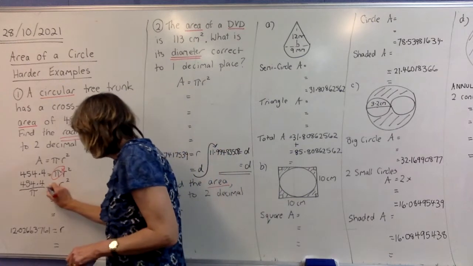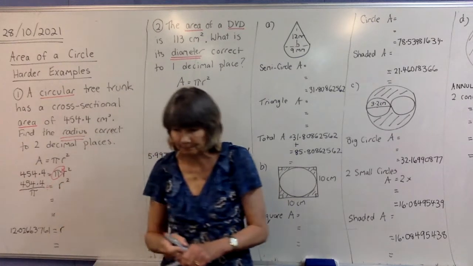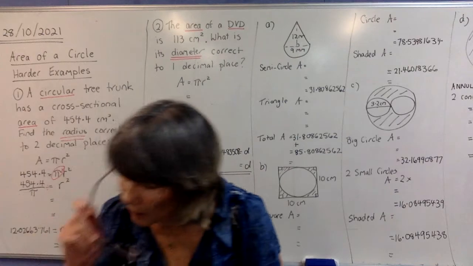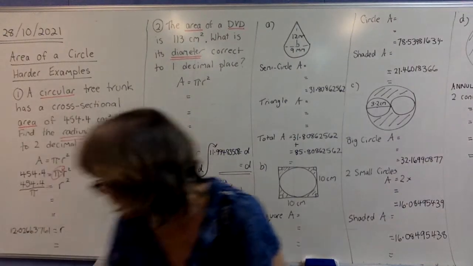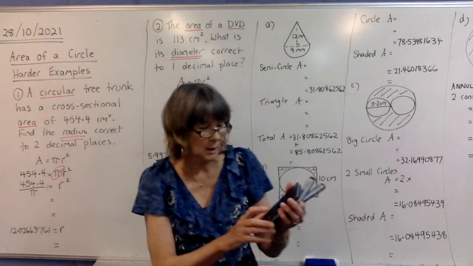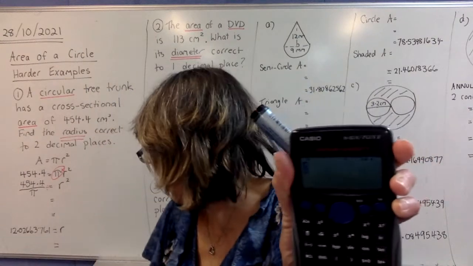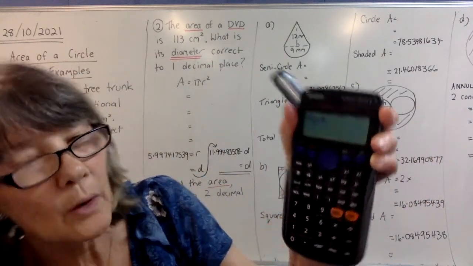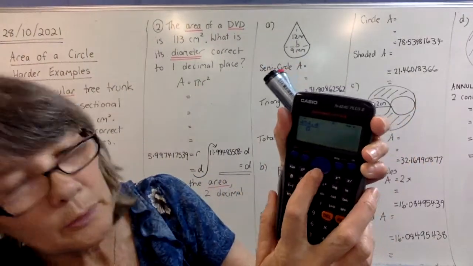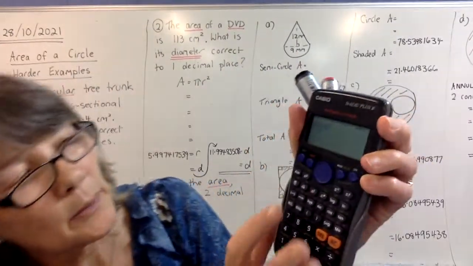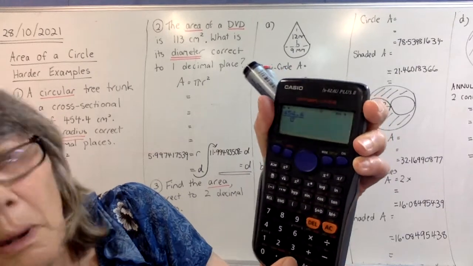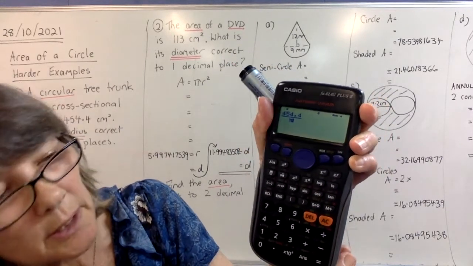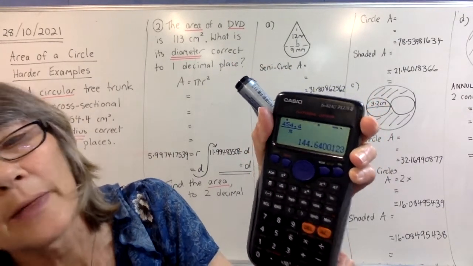So at that point we go to our calculator. So you're going to get your calculator and just press in what we're looking at on the left hand side here. So we're going to do fraction key, 454.4 on the top, down arrow, and we want pi on the bottom. So we're going to do shift pi, and there it is, press equals, and write that down.